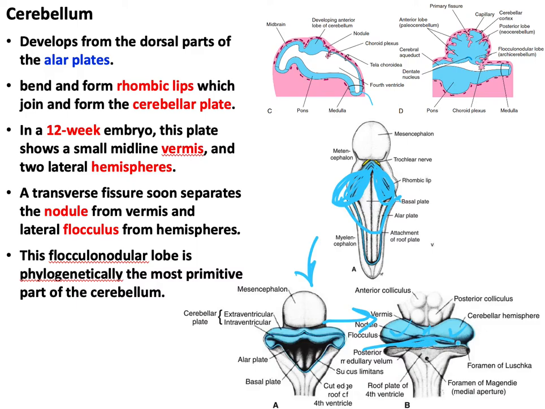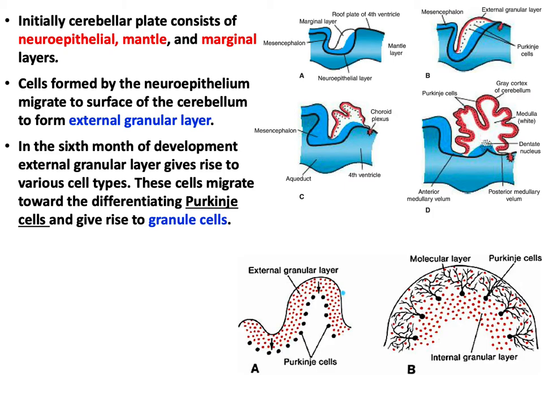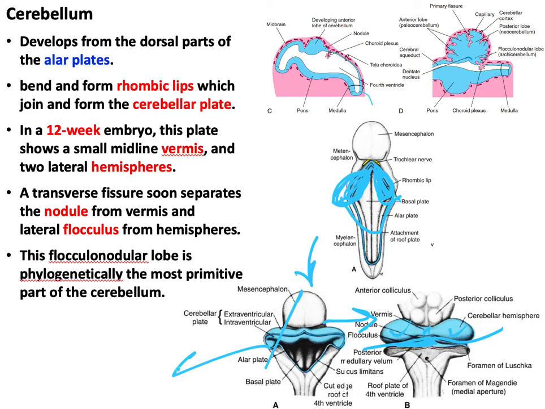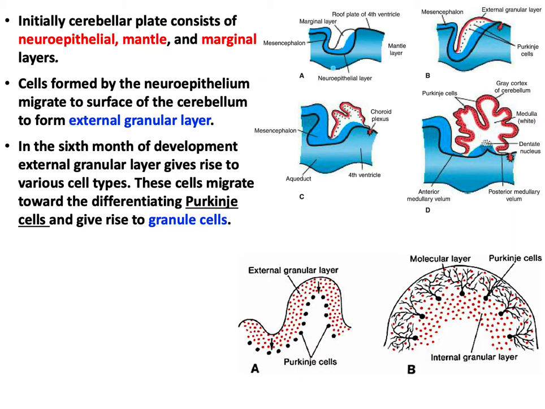Now, this is extra information. If you take a cross section through this cerebellar plate, you will see that it has three layers: the mantle layer, the neuroepithelial layer, which is important, and the marginal layer outside. From the neuroepithelial layer, a kind of neuron is created that will migrate to the marginal layer, creating the external granular layer.